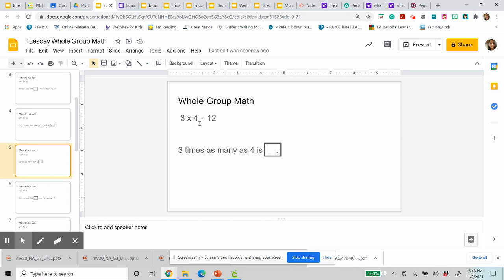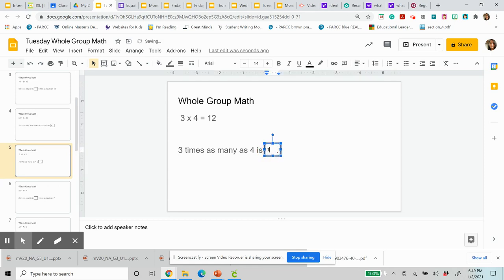So here's an equation. 3 times 4 equals 12. 3 and 4 are the factors. 12 is the product. And we could say 12 is 3 times as many as 4, right? So if we did 3 times 4, that's what we're saying. What would our answer be? 12.